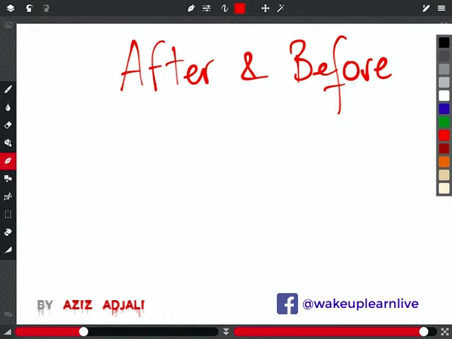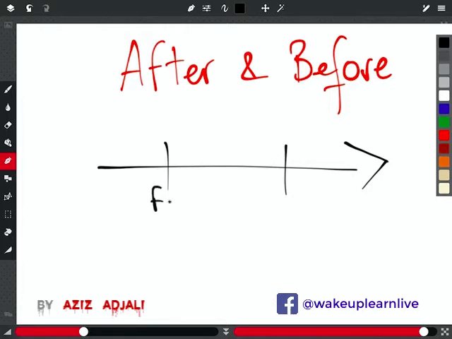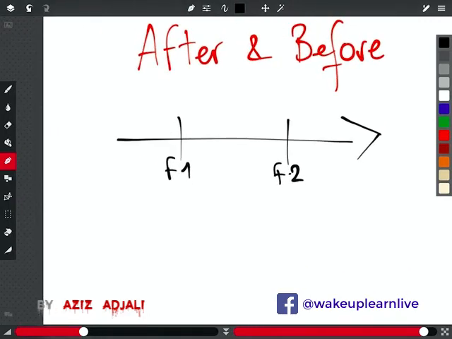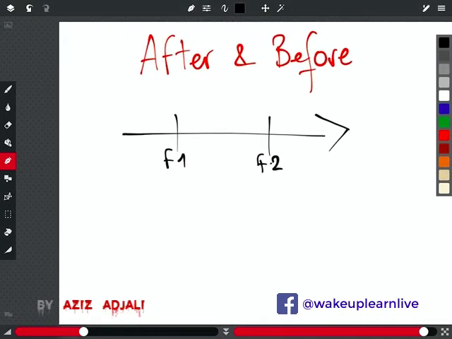So usually we have a fact on the axis of time, and we have another one that follows it. So if we have fact number 1 and fact number 2, we will have two sets of actions, and these actions need to be conjugated in different tenses.